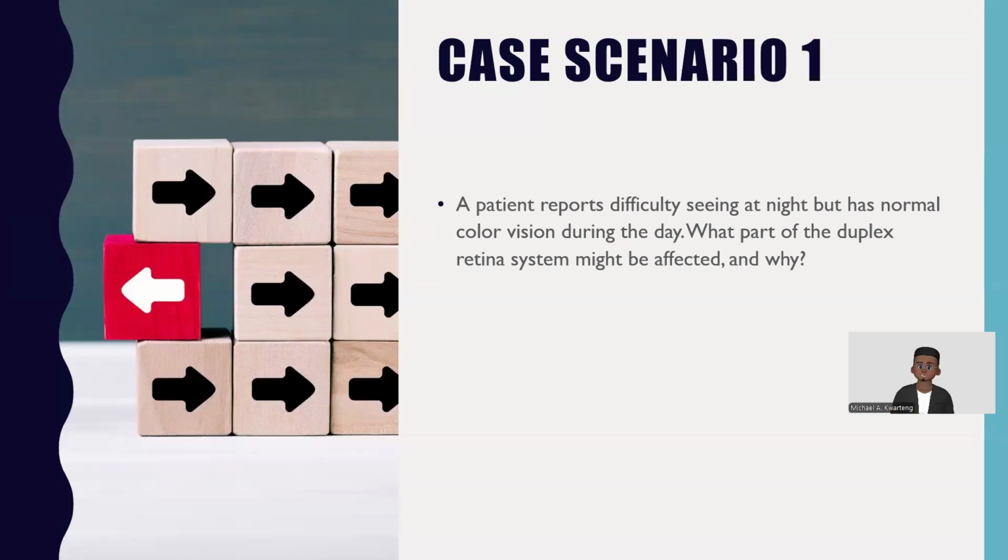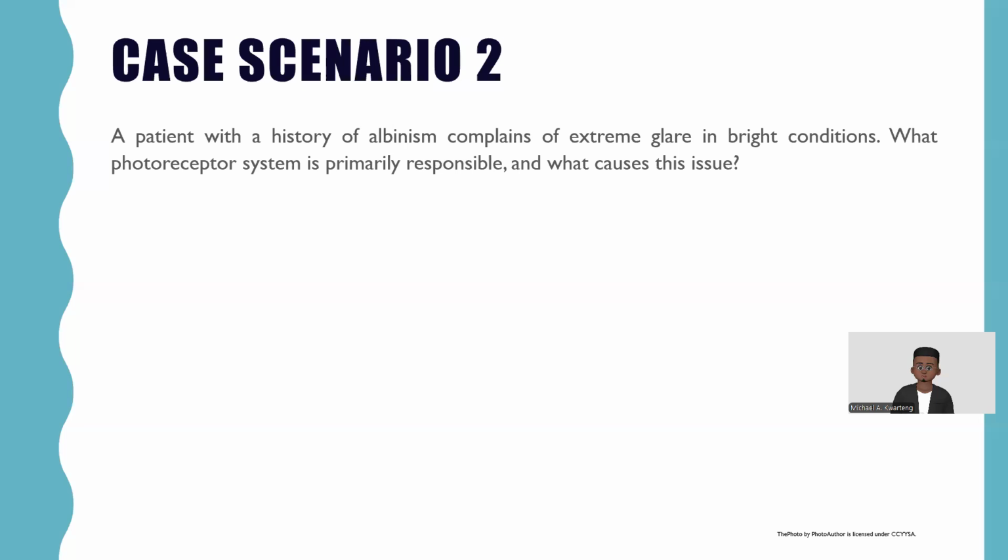So for the first case, a patient reports difficulty seeing at night but has normal color vision during the day. What part of the duplex retina system might be affected and why? The second case, a patient with a history of albinism complains of extreme glare in bright conditions. What photoreceptor system is primarily responsible and what causes this issue?